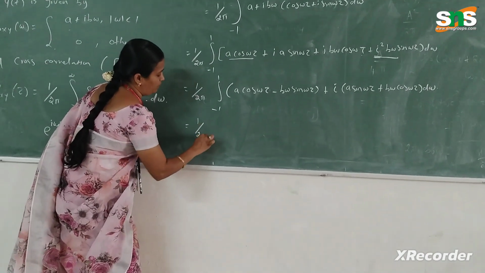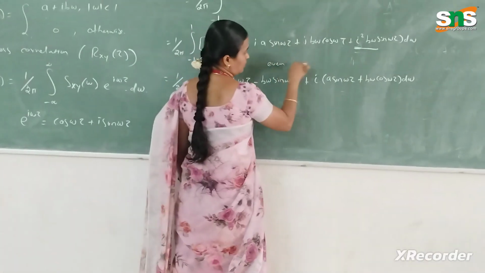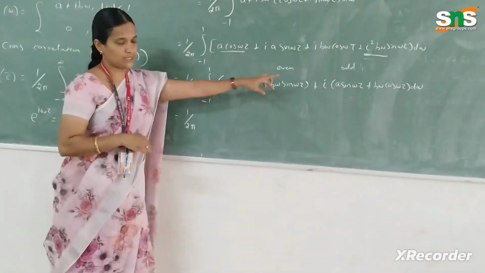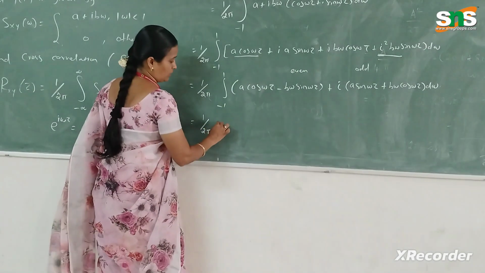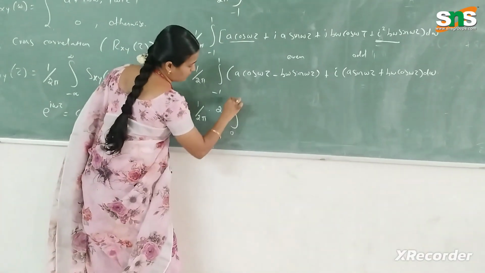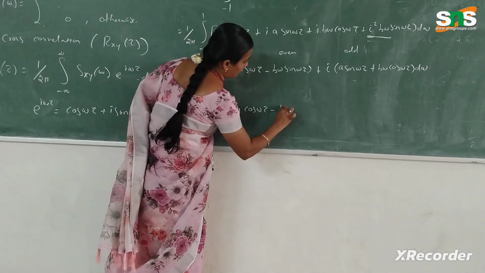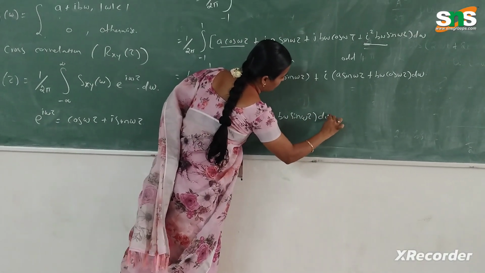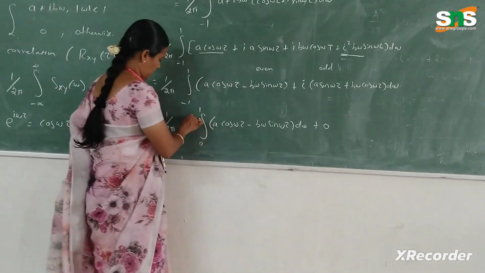So 1 by 2 pi. This term is even, and this is an odd term. So in the interval minus 1 to 1, the odd term gets cancelled; the answer is 0. The even term can be written as 2 times the integral with limits 0 to 1: a into cos omega tau minus b omega sin omega tau, d omega. The second term is 0. Then the 2 will get cancelled.